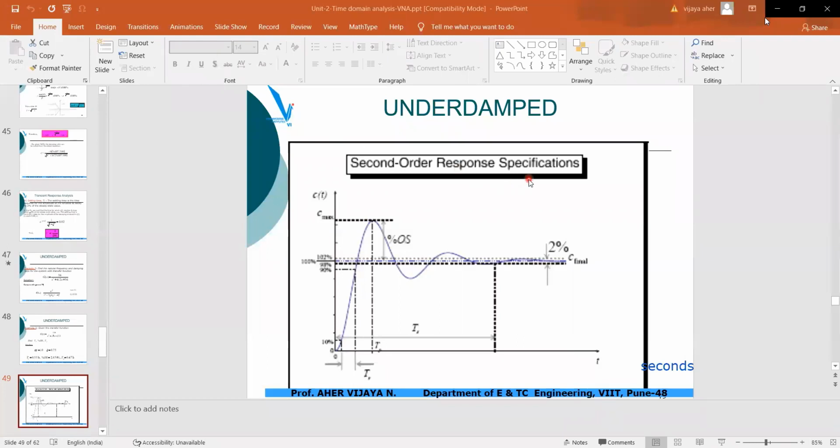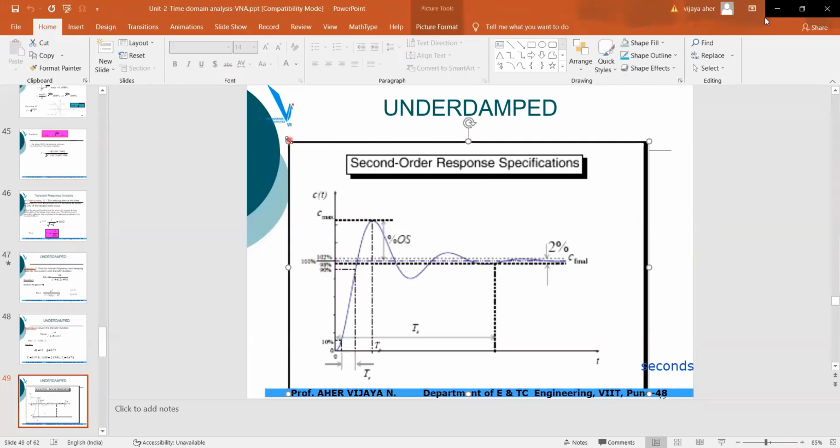Now this is the second order system response. Specifications I am going to tell you. So this is the response. Response means for step input, your second order system is responding like this. On x-axis I have taken time in seconds. On y-axis I have taken output, that is C of t. This is nothing but maximum output, C max, this point. This point is nothing but 100% of maximum, the final value, C final.